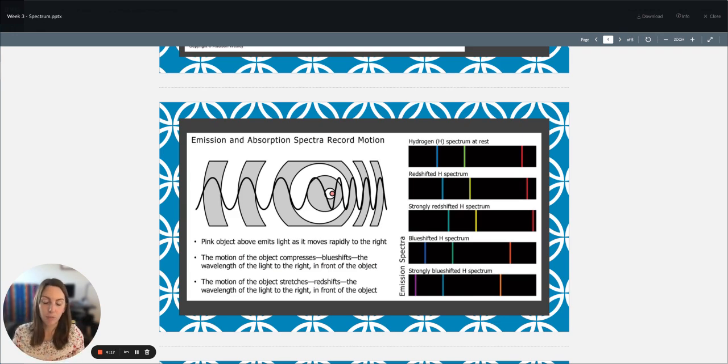Instead, what we actually observe when we're looking at other stars in the universe is that they are red shifting. The stars are moving away from us. The light waves are being stretched out and they are red shifting. So they are moving towards the lower frequency, larger wavelength side of the electromagnetic spectrum.